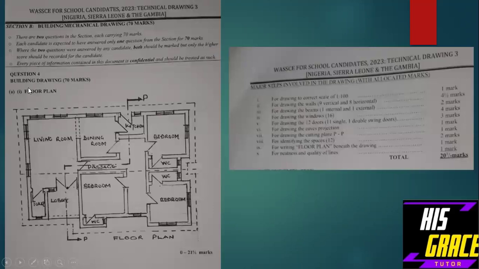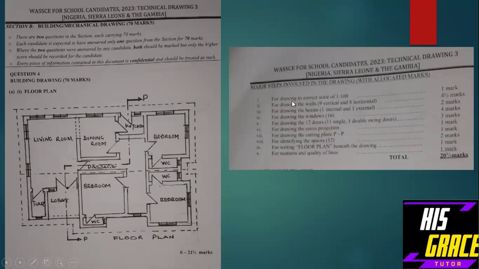Okay, so this is what we have here. It's question 4, building drawing, and 70 marks is awarded to everything that you have to do in building drawing. We are starting with the floor plan. As you can see here, the marks that are going to be awarded to this are written here. Let's look at how they are going to mark it.